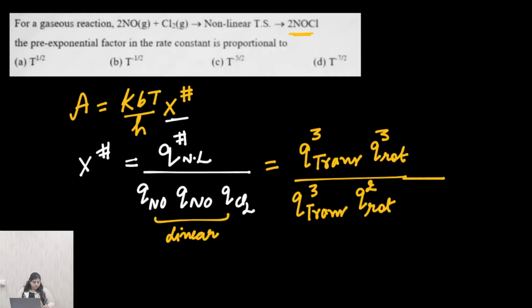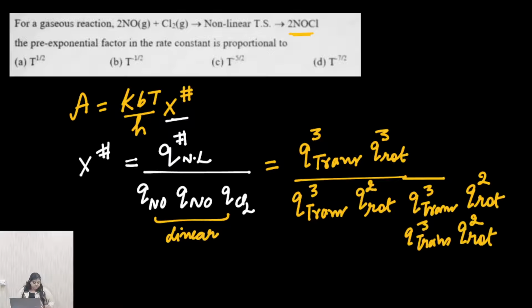The other one again is going to be Q translational raised to the power of 3 into Q rotational raised to the power of 2. And for Cl2 also, it will be Q translational raised to the power of 3 into Q rotational raised to the power of 2. Right? Now in each of the cases, the partition function has dependence upon the temperature.